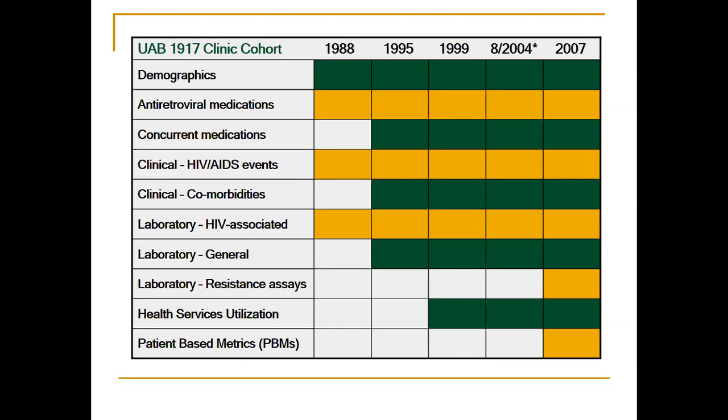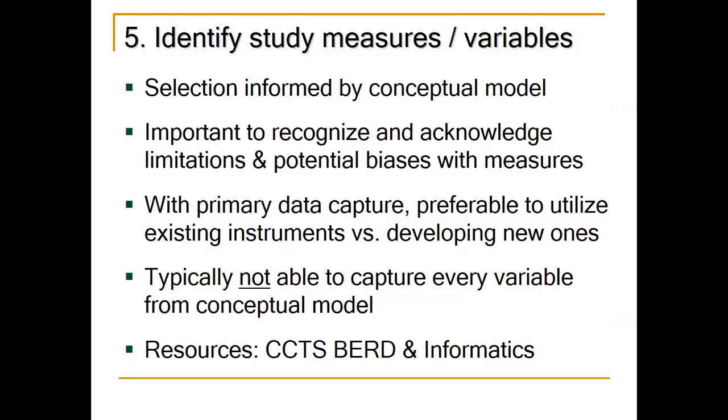All right, cool. So identifying your study measures and variables. And this is, again, why it's so important to think critically about your conceptual model and think comprehensively. You really should be selecting your measures that map to your model, ideally. Your model is your depiction of what you think is happening, so your measures should reflect that model. As was just discussed, it's really important to acknowledge limitations and biases with all measures.